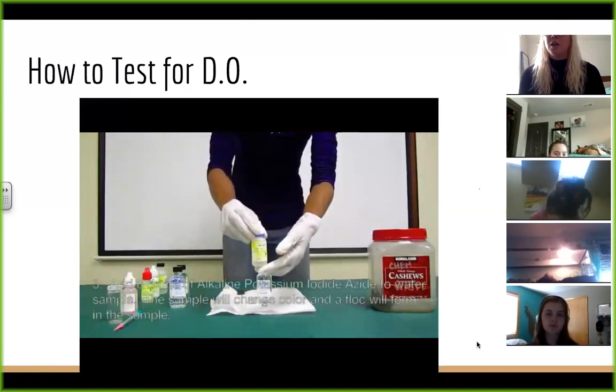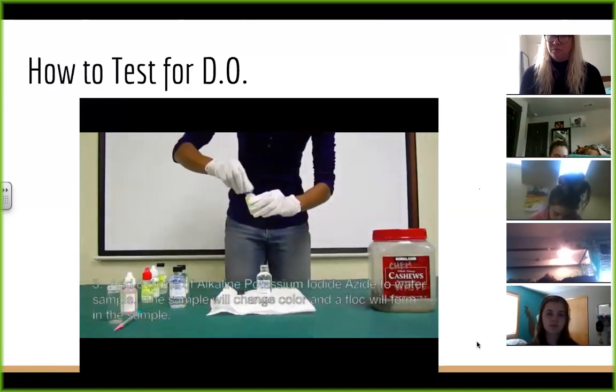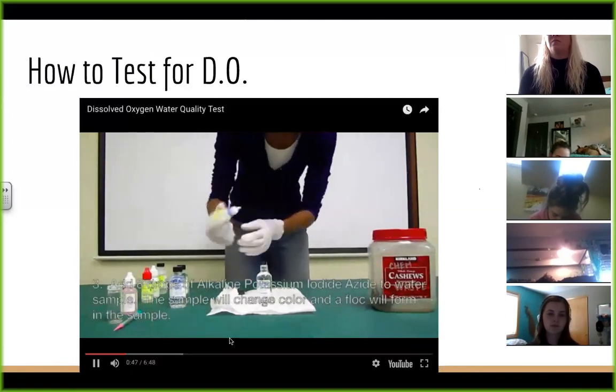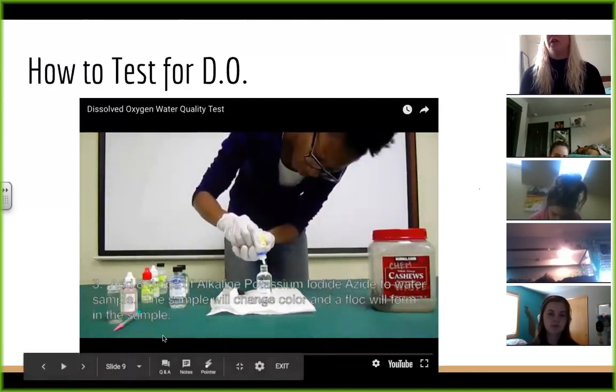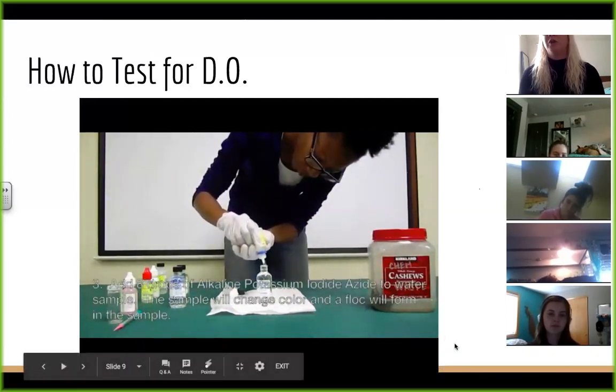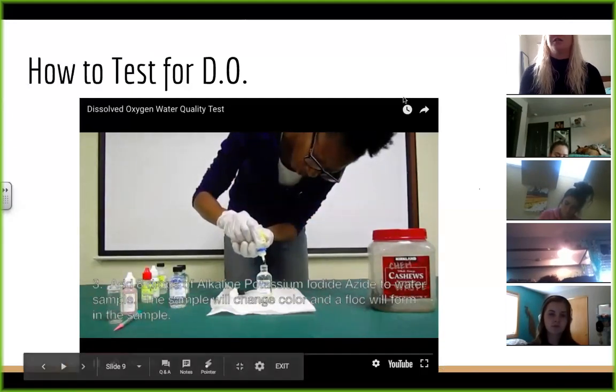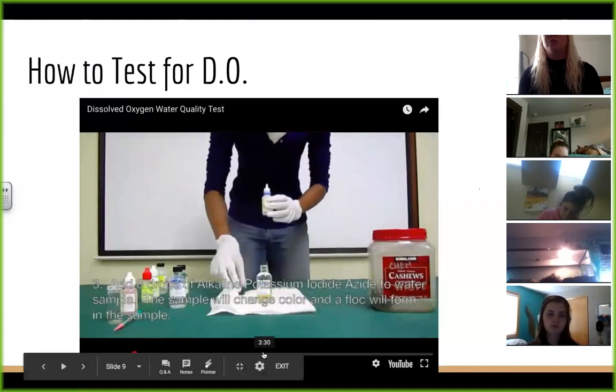Then we add another compound. Alkaline potassium iodine azides to the water sample. And I wish this was sped up so that we didn't have to sit and watch her put the drops in, because that's not really the main point here. And I can't skip without.